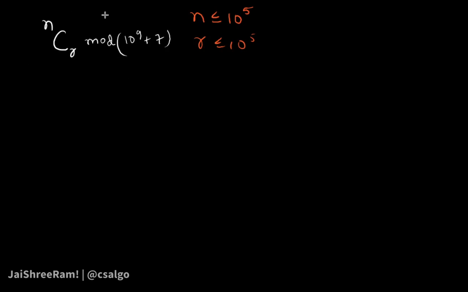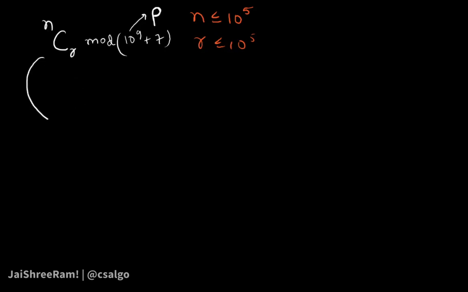So how do we calculate this n choose r mod? Let's call this value p, some prime p. How do we calculate this? Since these values are large, we cannot directly go ahead and multiply things up because that will start overflowing. So we need to use modular arithmetic to calculate this value.